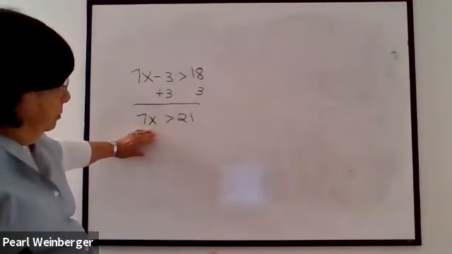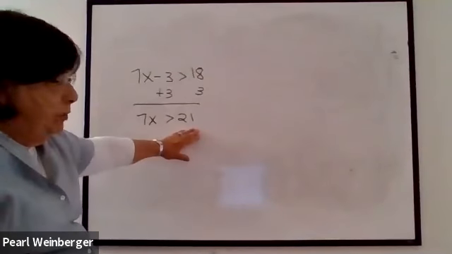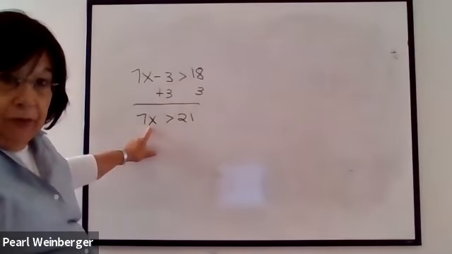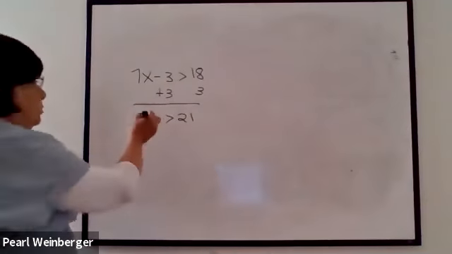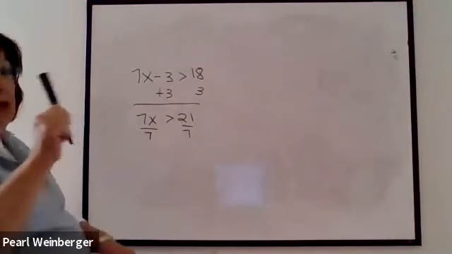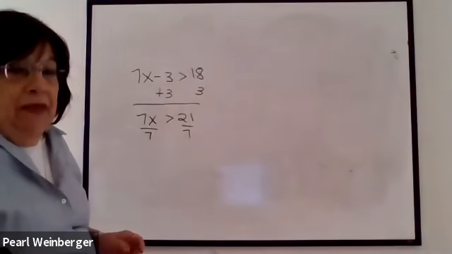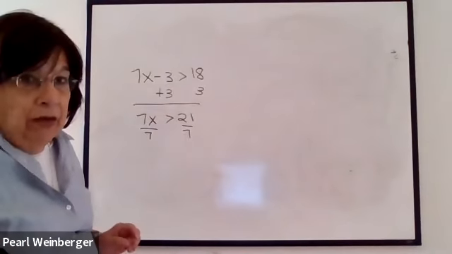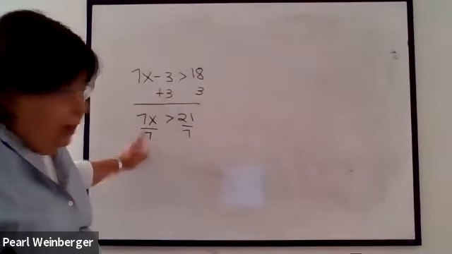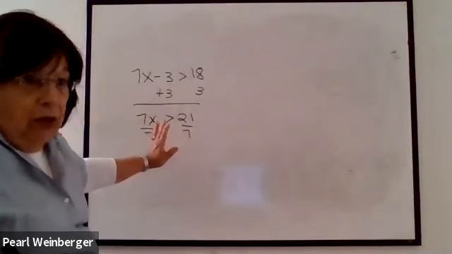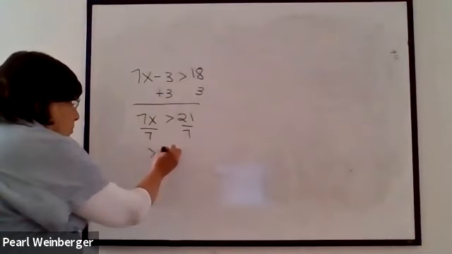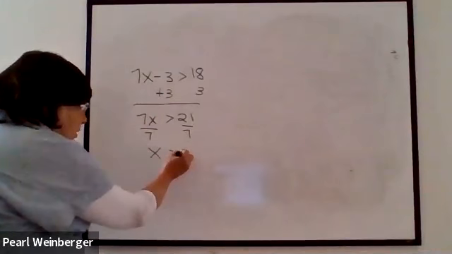Once we have the x's alone on the left side and the numbers on the right side, we then take the coefficient of the x and divide both sides by it, just like we did with an equation. I'm going to divide both sides by 7. Now, there's one thing you have to be very careful about, and that's when you divide by the coefficient. If the number you're dividing by is positive, as in this case, you leave the inequality the same way, and you get x greater than 3.